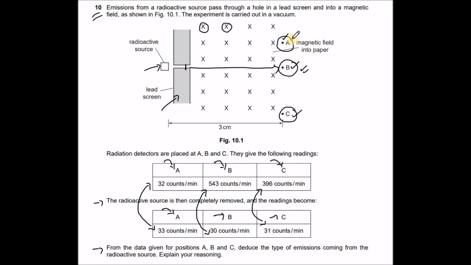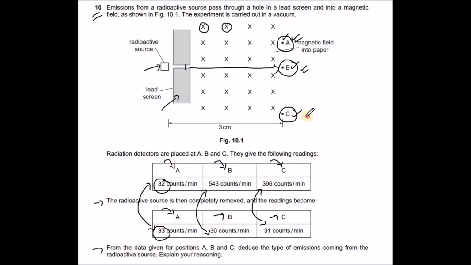Now discuss point A. At point A, look at the count rates, 32 and 33. Almost the same in size, and these are the count rates recorded in the absence and with the presence of the radioactive source. That means these are background radiation, not because of any kind of radiation from the source, alpha, beta or gamma.